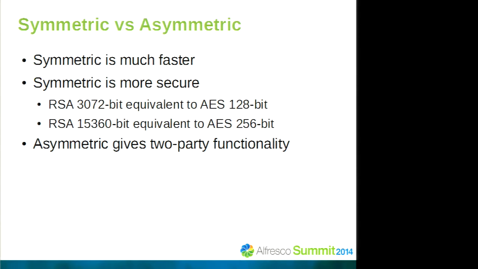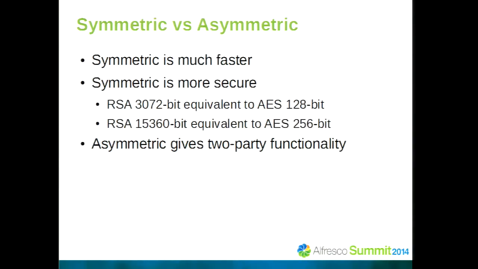If there aren't two parties involved, why choose asymmetric when symmetric is faster and more secure? AES 256-bit encryption is theorized to be so secure that it would take all the energy in the world to break it or to exhaust all the keys. I mean, it's a whole lot of different possibilities. They're saying that RSA 15,000-bit is as secure as that. And generally, the higher the bit, the slower the algorithm is going to perform.